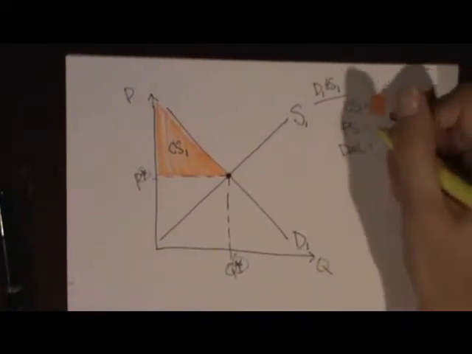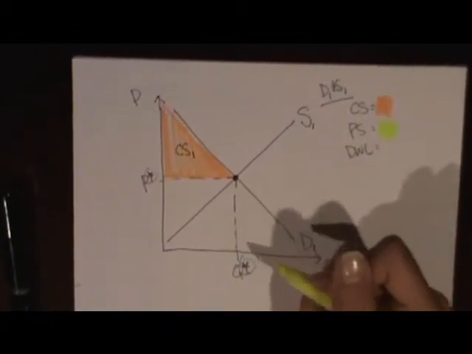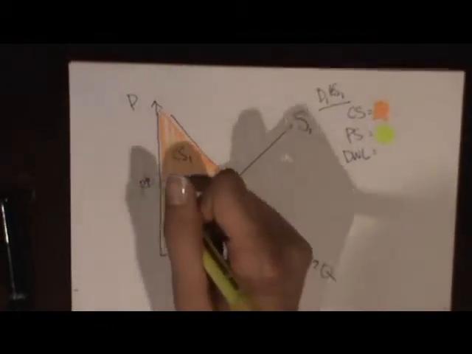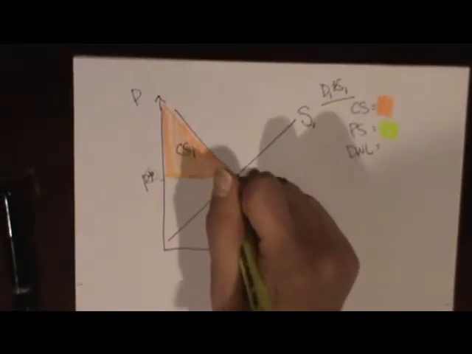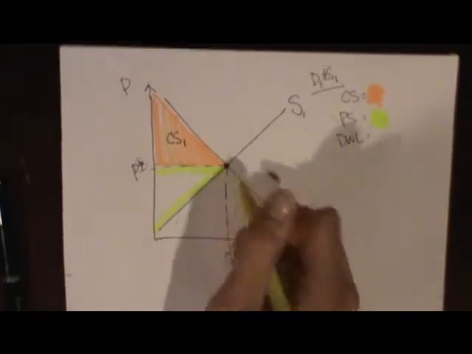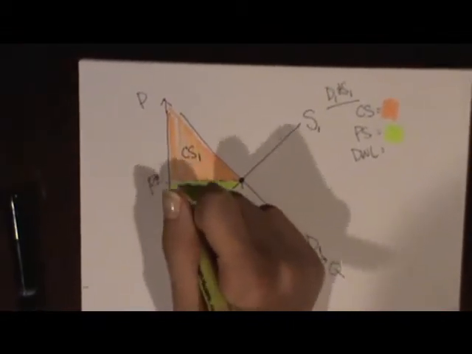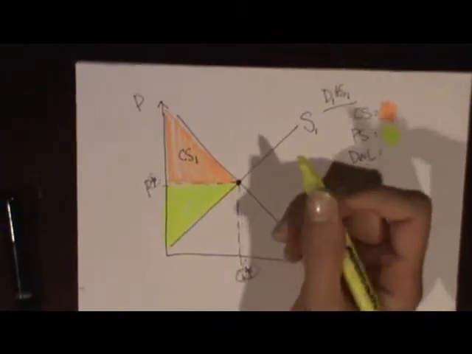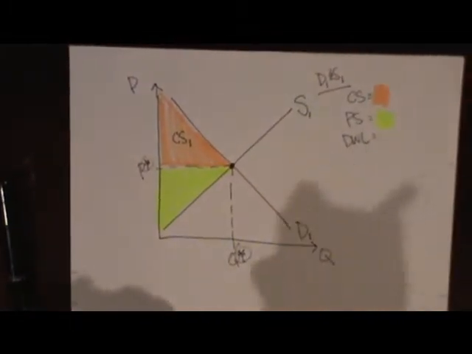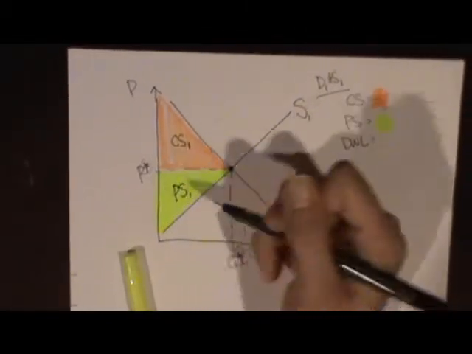Let's do the same thing for producer surplus. So that definition that I gave you a moment ago. Producer surplus is everything above the supply curve, below market price, and to the left of quantity. Again, this whole triangle is to the left of quantity, so that last part of the definition doesn't really matter. And there's our producer surplus.